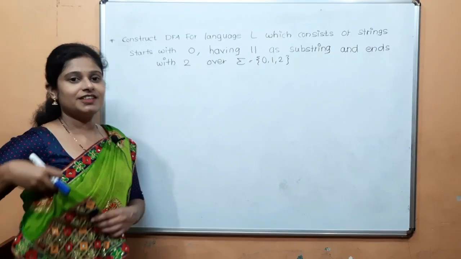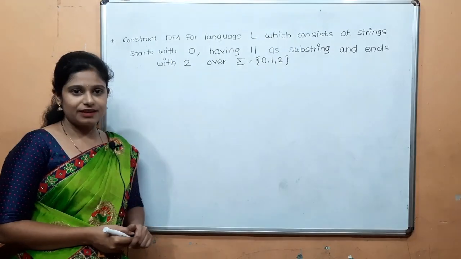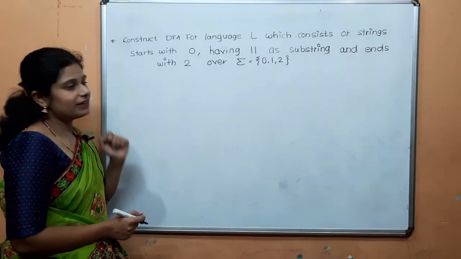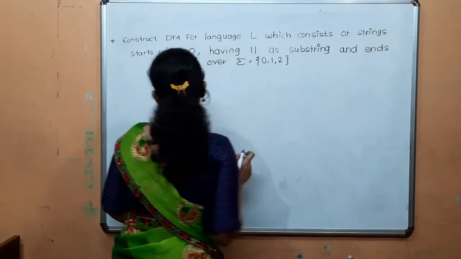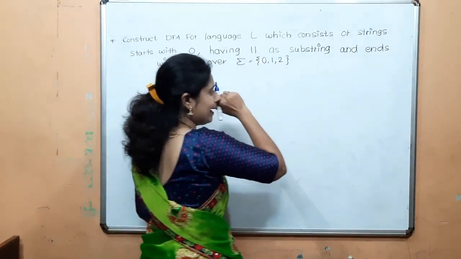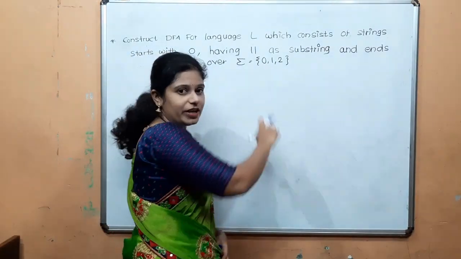Hi students. Now we see the examples of a string starts with, having, and ends with. The first example is: construct a DFA for a language that consists of strings which start with 0, have 1 as a substring, and end with 2, over the alphabet 0, 1, 2.